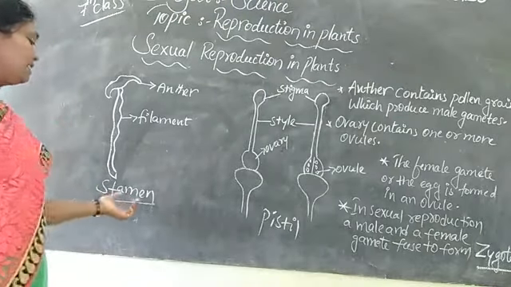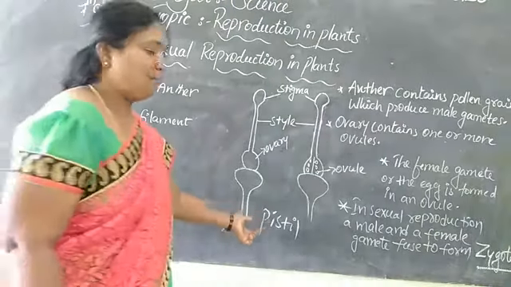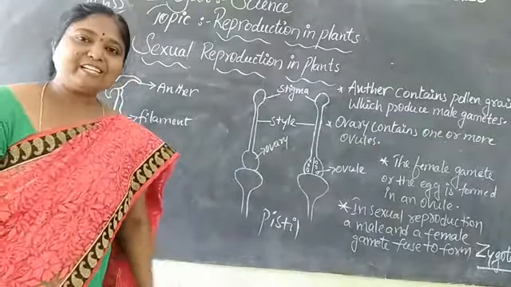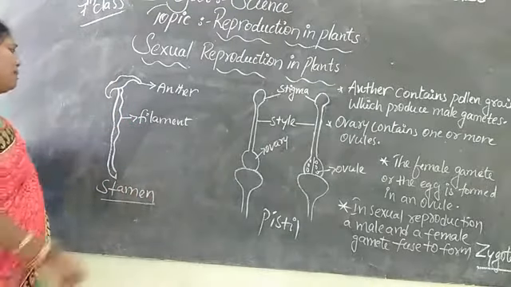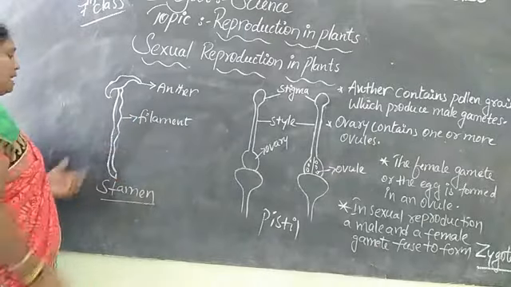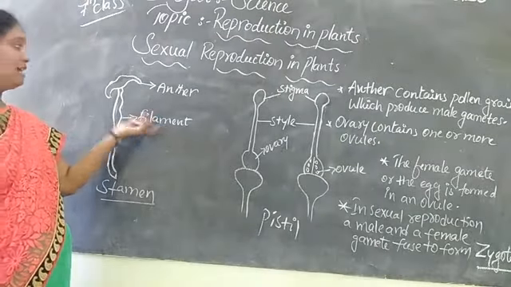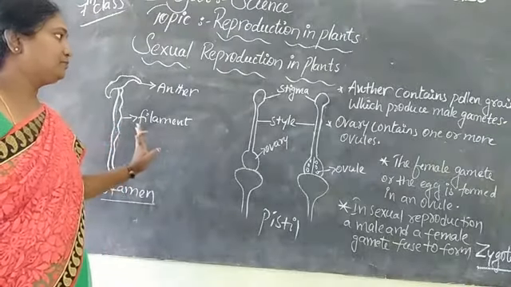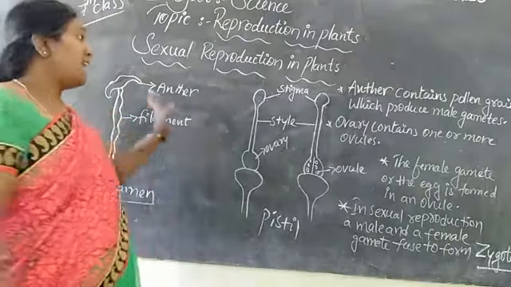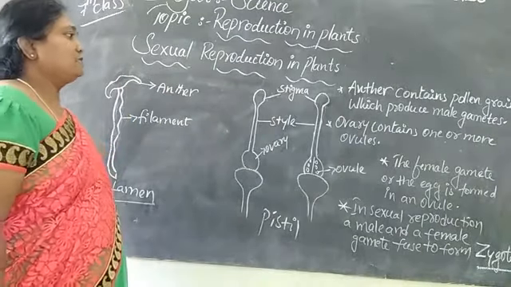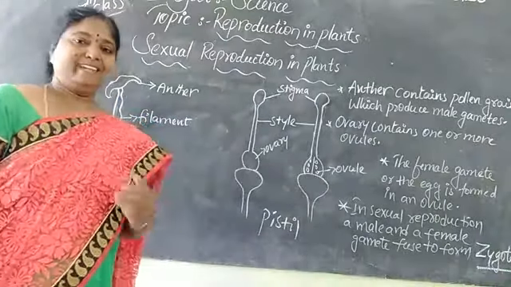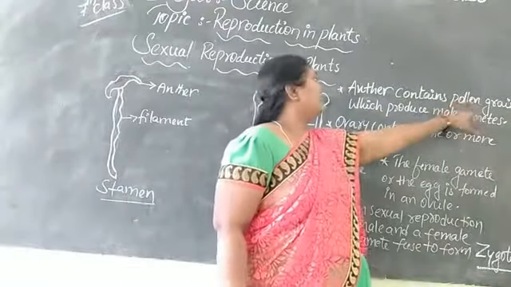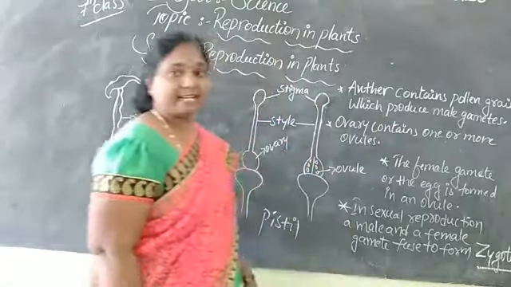Here is the diagram of stamen and pistil. Stamen is the male reproductive system. Pistil is the female reproductive system. Let me see the parts. This pipe-like structure we call the filament. The upper part we call the anther. What do you mean by the anther? This anther contains pollen grains which produce the male gametes.